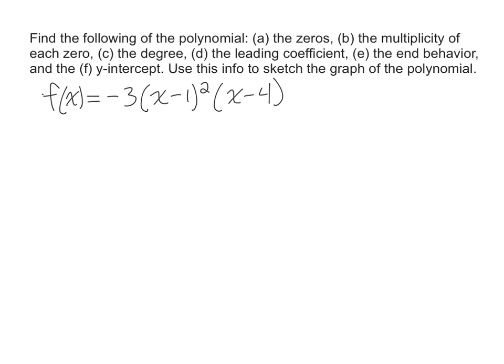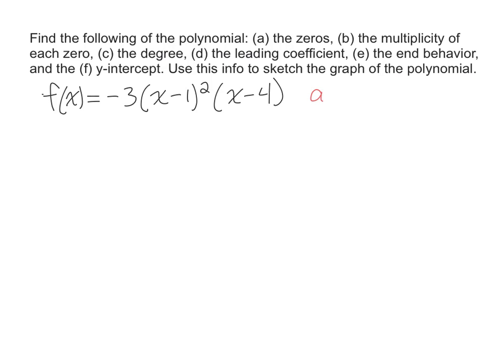Find the following of the polynomial: the zeros, the multiplicity of each zero, the degree, the leading coefficient, the end behavior, and the y-intercept. Use this info to sketch the graph of the polynomial. The first thing we will be looking for here are the zeros.